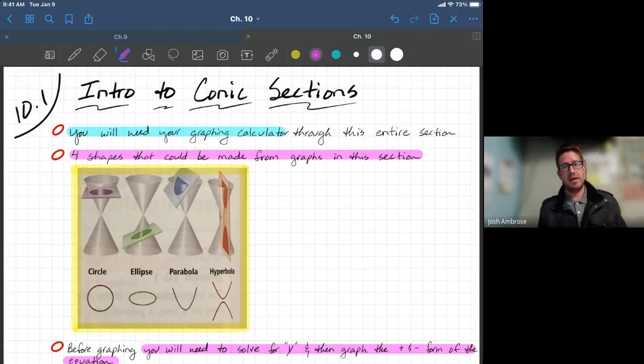All right, so if you don't have that graphing calculator out right now, you kind of need to get it. Okay, so go ahead and take this moment, pause the video, get that graphing calculator, because we're going to use it through this whole section.